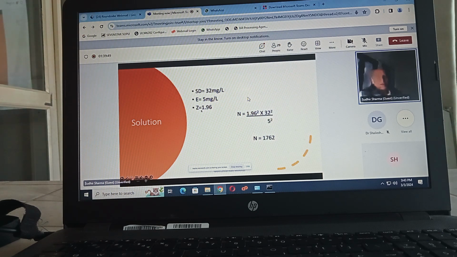So taking that same formula, substituting these values, you get this equation.